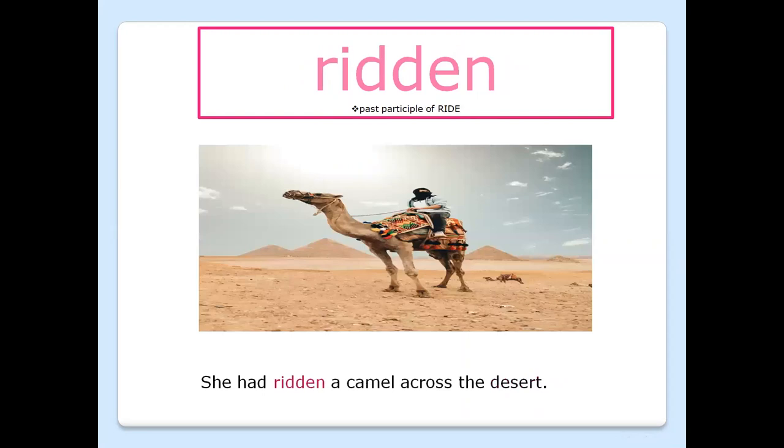Ridden. Repeat please the word. Ridden is the past participle of ride. Ride in the present, in the past, ridden. She had ridden a camel across the desert. Now let's look at the double D here. What do we have? Ridden. We have two syllables. The first syllable we have vowel, consonant, and the second syllable, consonant, vowel.